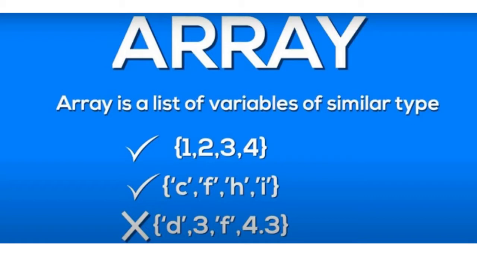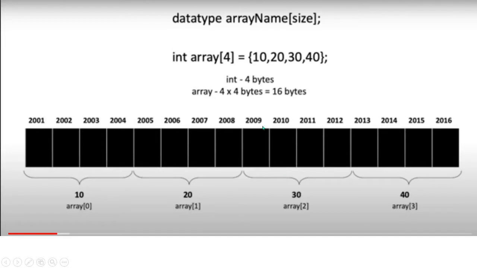Here as you can see, this 1, 2, 3, 4 is an array of only integers. The C, F, H, I is an array of only characters, right? But the array can't be a mixture of integers and characters or doubles. So here the third one can't be an array. Okay, so here you can see how we should define an array.